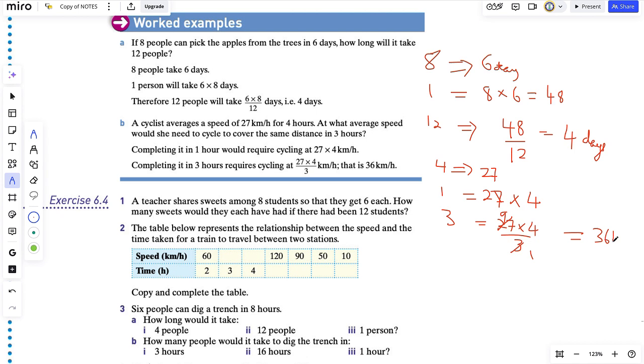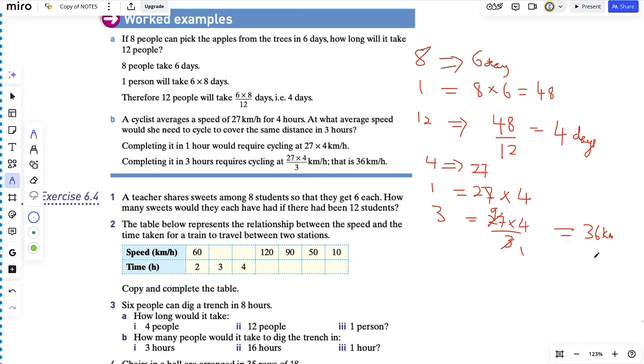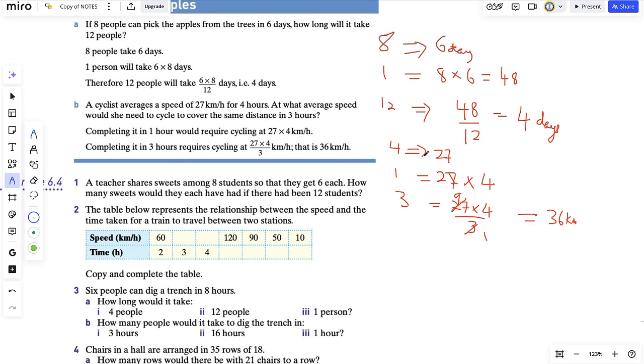So the speed in 3 hours, he must have increased the speed if he wants to reach the same destination. Remember, when he was moving at 27 kilometers per hour, it will take him 4 hours to reach there. But if he increases the speed to 36 kilometers per hour, it will take him only 3 hours to reach there. It makes sense, right? If he increases the speed, he will reach there faster. The journey will only take him 3 hours because he has increased the speed.